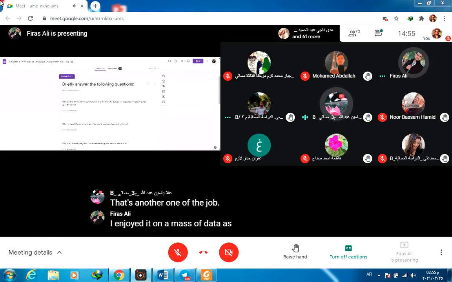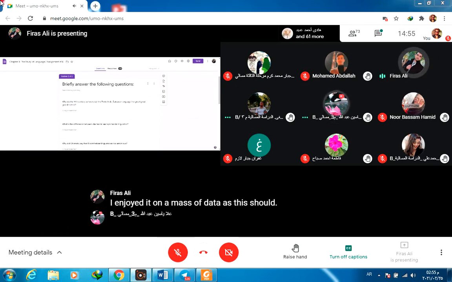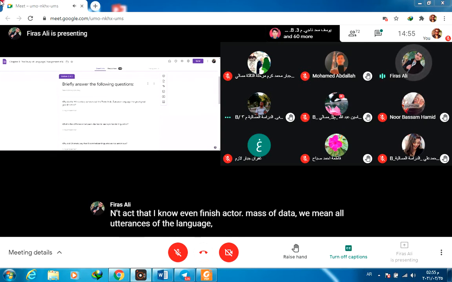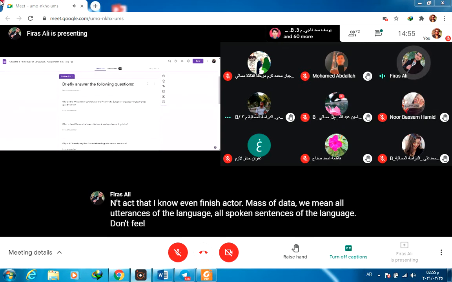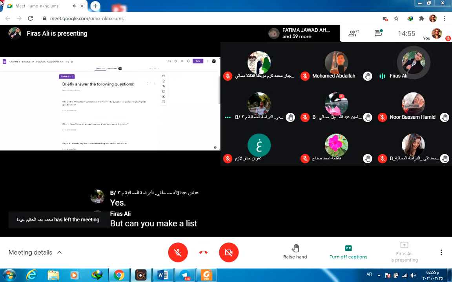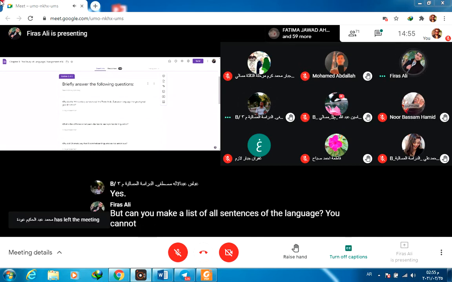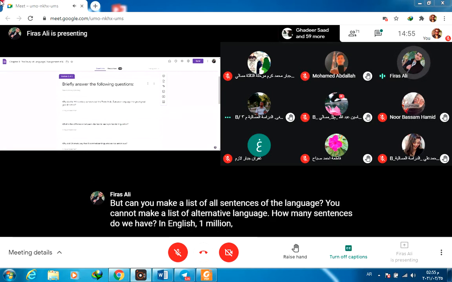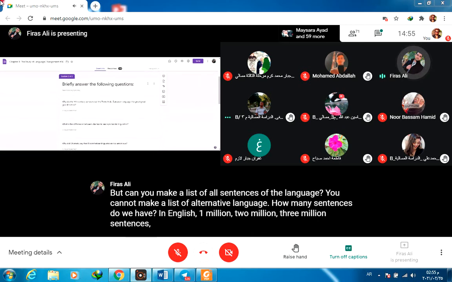Mass of data, we mean all utterances of the language, all spoken sentences of the language. Bloomfield said that we need to describe all sentences of the language. This is impossible. Can you make a list of all sentences of the language? You cannot. How many sentences do we have in English? One million, two million, ten million, a hundred million sentences. Is it even realistic to construct rules about every single sentence of the language? No. That's why Chomsky said that Bloomfieldian linguistics is too ambitious.